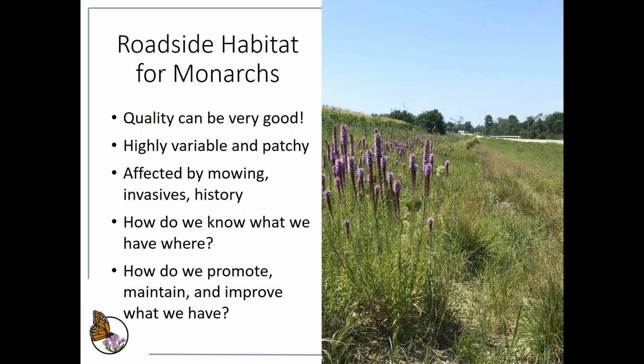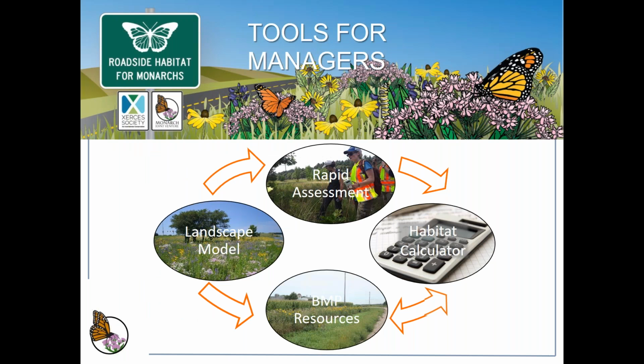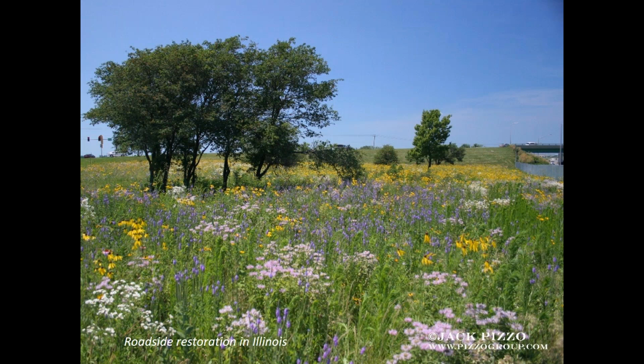Those are the things that we're trying to help with this project. So we have a GIS landscape prioritization model. We have a rapid assessment technique that will seem very familiar to you, and a habitat calculator that goes with it. And then we've been pulling together some best management practice resources. I'm going to kind of go through these.